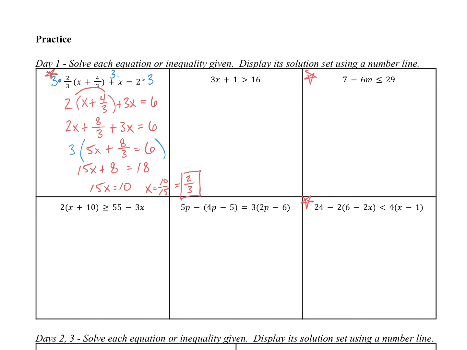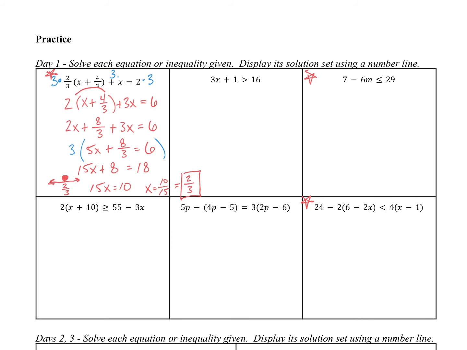They're saying to display the solution set using a number line. So if we want to do that here, it's an equation, so it's pretty straightforward. We could just draw a number line, put 2/3 on there, and that's our solution, right? Inequalities are a little bit more involved when we graph the solution, but in an equation, we're just plotting a point at that spot on a number line.